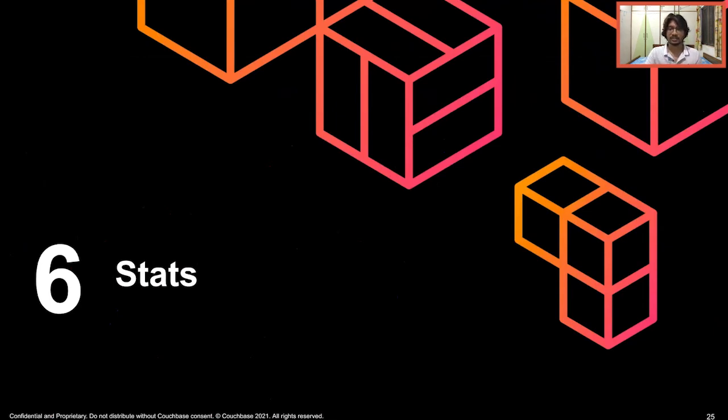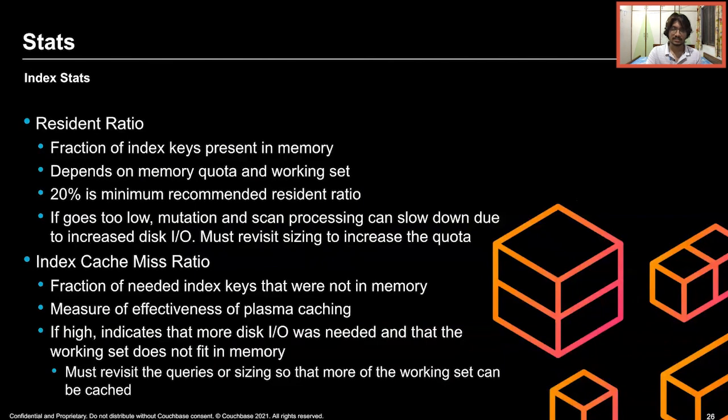Now let's take a quick look at some stats and their meanings and what you can look out for while monitoring them. First is the resident ratio. It represents the fraction of index keys present in memory, and it depends on the index quota and the working set being maintained. It's recommended that a 20% resident ratio is maintained for all the indexes. If the resident ratio goes too low, the mutation and scan processing can slow down due to increased disk I/O, and the memory quota must be revisited to be increased.